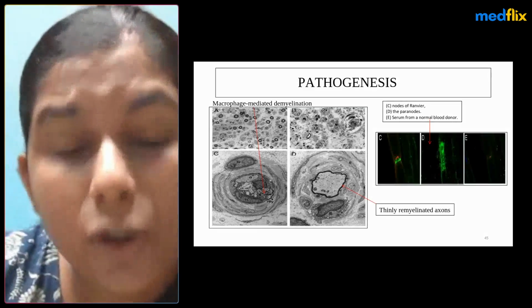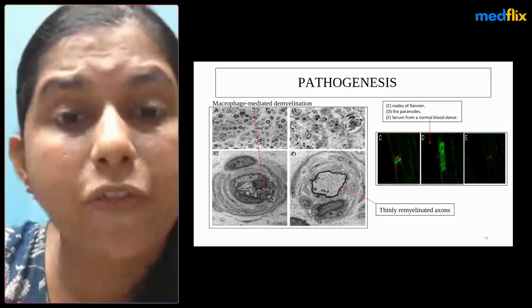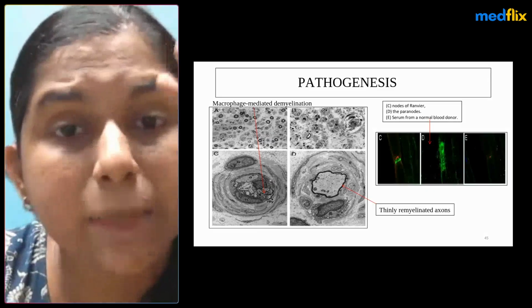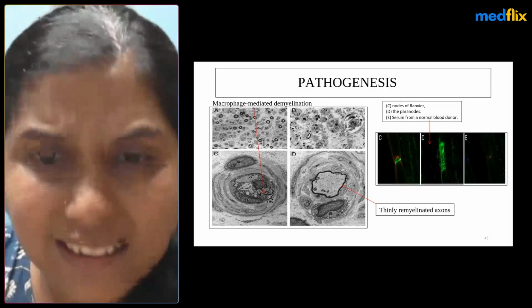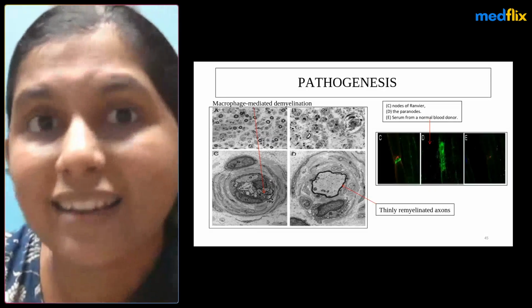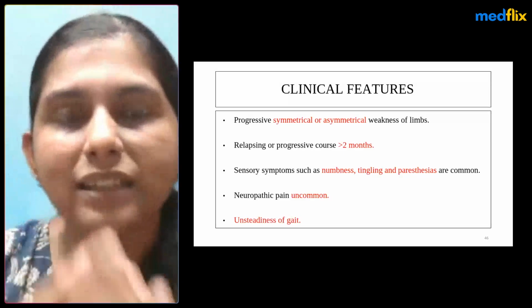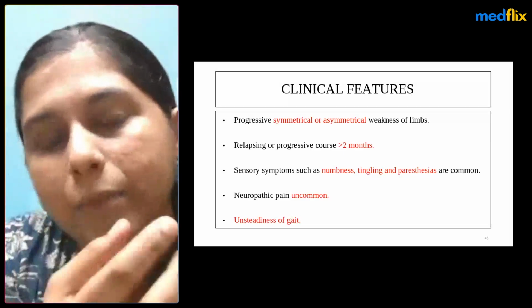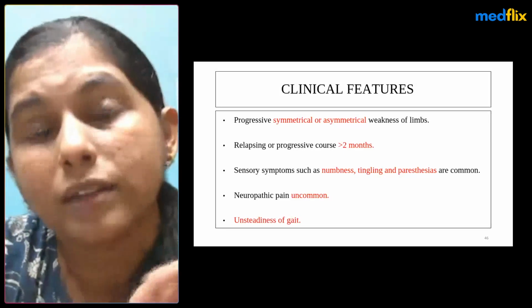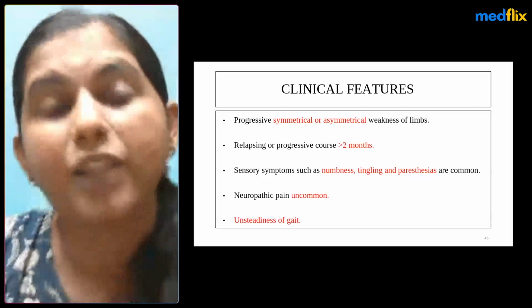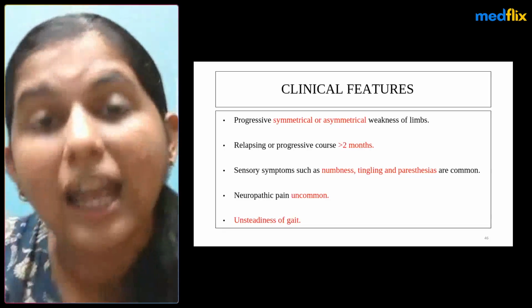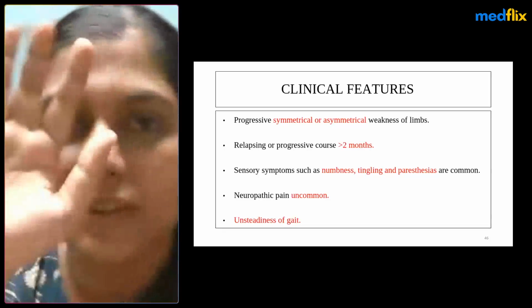And here we have an electron microscopic view of what is happening here with macrophage mediated demyelination, and we can see that there are very thinly remyelinated axons. So that is why there are relapses and remission, where there is demyelination, attempted remyelination, attempted remyelination, and that is why we get thickened nerves in this patient.